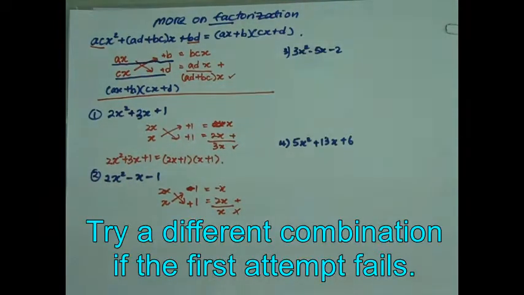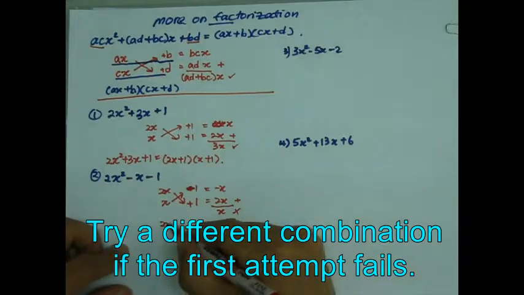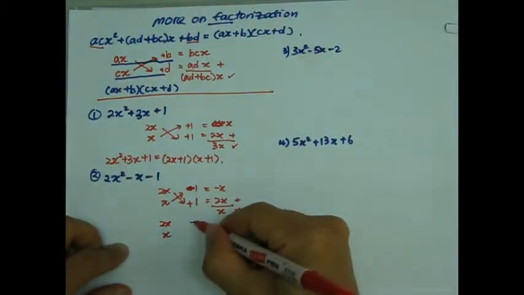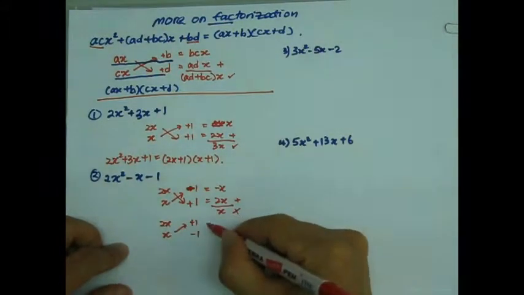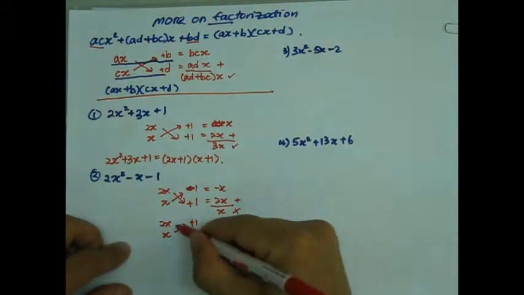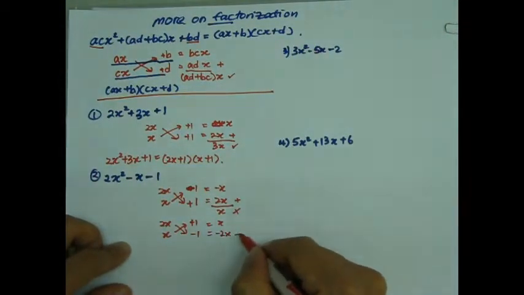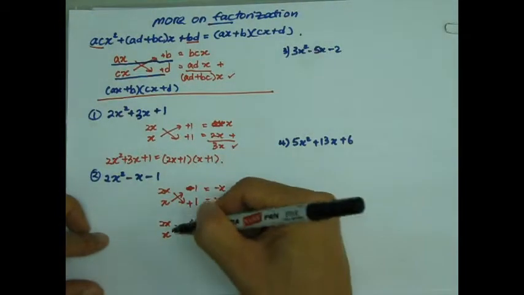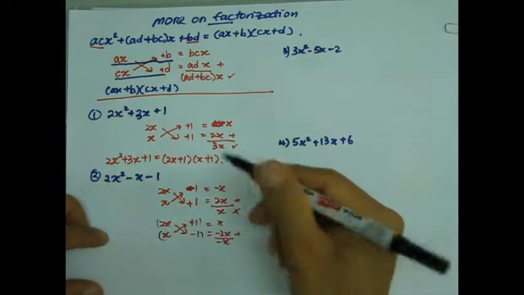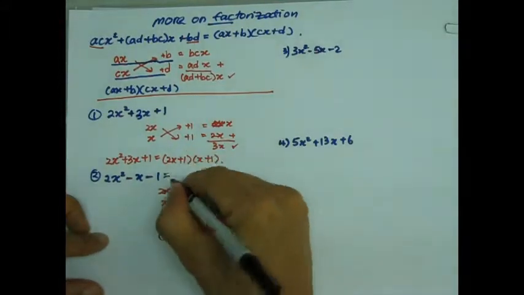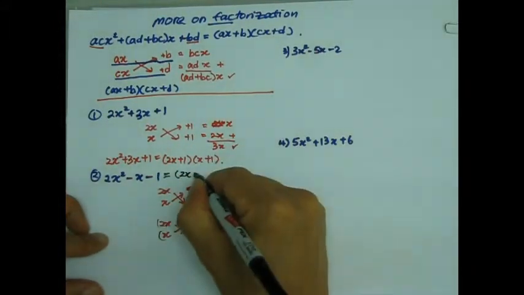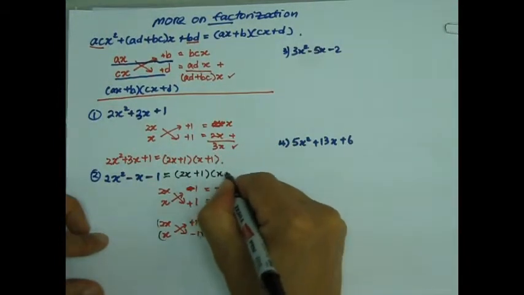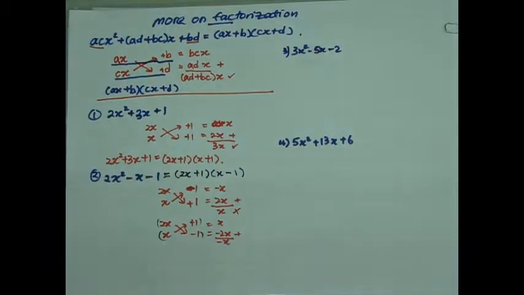So it's not okay. I can try again with 2x and x, and now I reverse the signs, plus 1 and minus 1. So now this becomes x. Cross multiply, that becomes minus 2x. When you add them together, you get minus x. Excellent. So the answer to this one is (2x plus 1) times (x minus 1). So that's my answer.